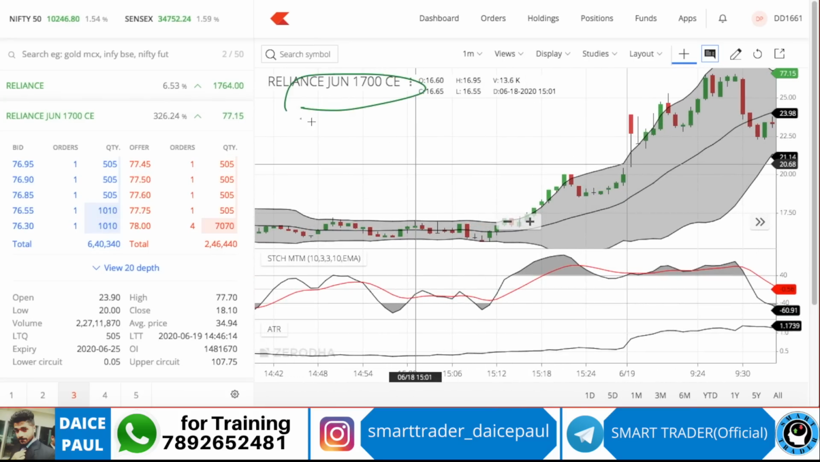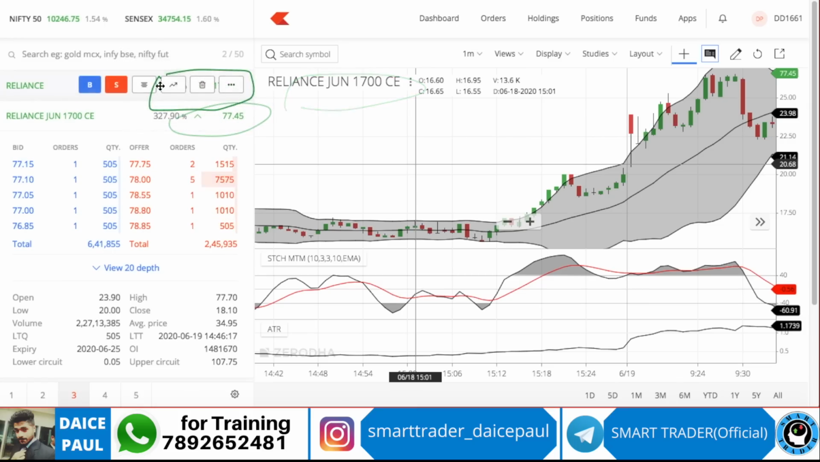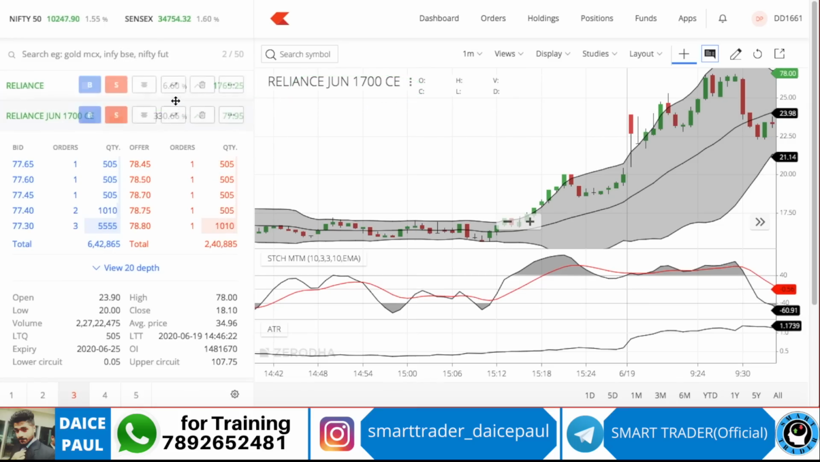So this is our Reliance contract and this is our underlying asset. You know that I have more experience in equity, so I am able to predict the movements of equity stock. Keeping that in mind, I use the prediction for speculation on the Reliance option contract.